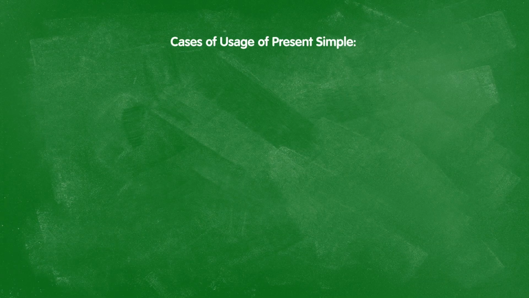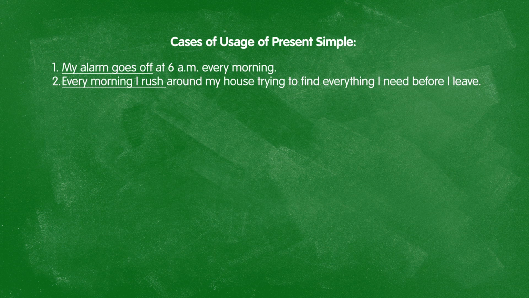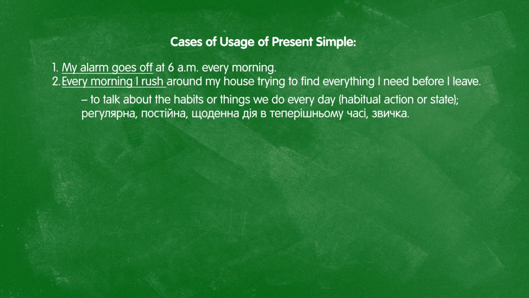So, let's look at some examples of how to use the present simple tense. For example, if I say something like, my alarm goes off at 6 a.m. every morning, or every morning, I rush around my house trying to find everything I need before I leave. Here, I'm talking about habits or things that I do often. So because it's a habit, I use the present simple tense.